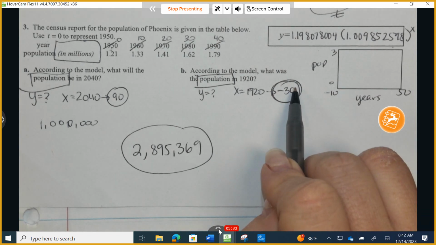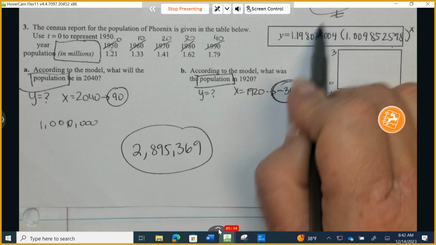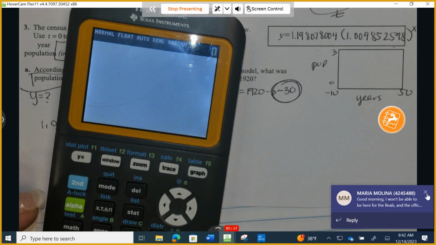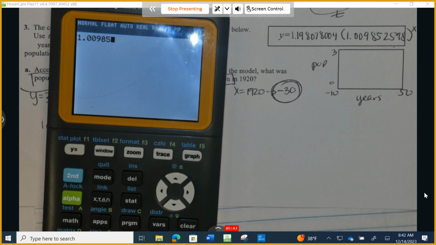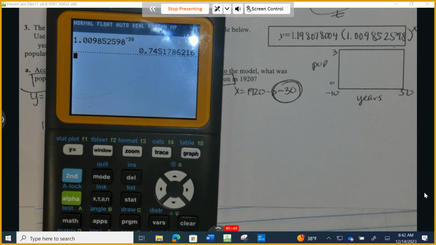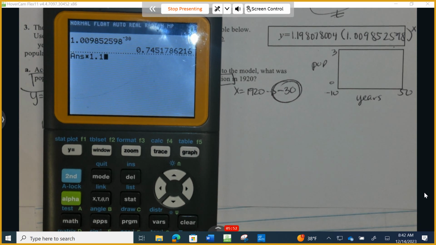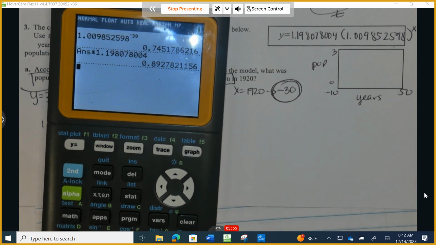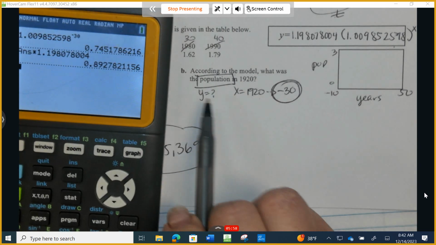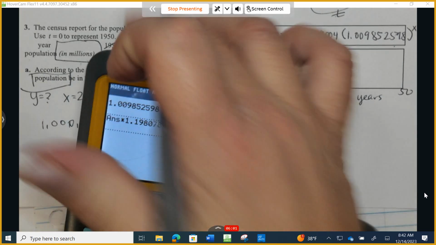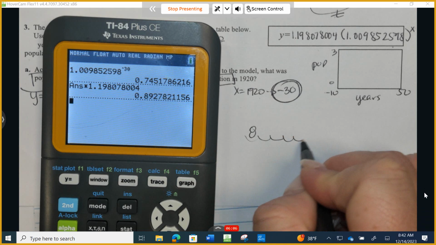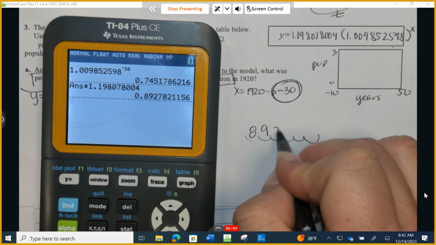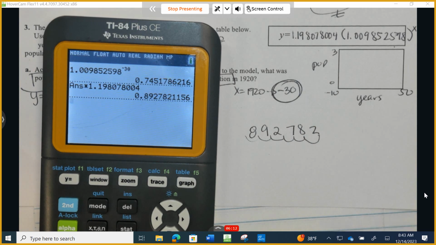So I'm going to do the exact same thing that I did for part A. I'm going to plug this in, do the math, and then multiply. So I have 1.009852598 raised to the -30. And I'm taking a times this outside number, 1.198078004. And remember, I'm trying to find population, which is in millions. So I need to move this 6 times to the right. So 1, 2, 3, 4, 5, 6, 927,82.